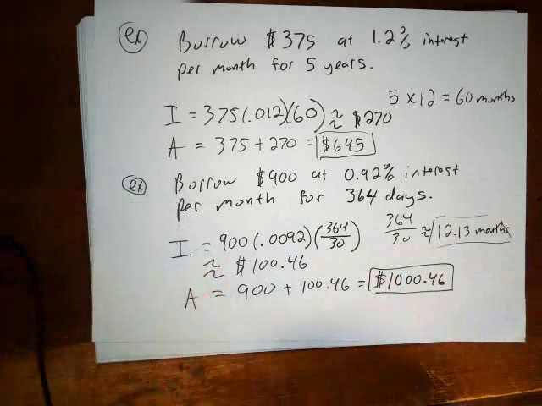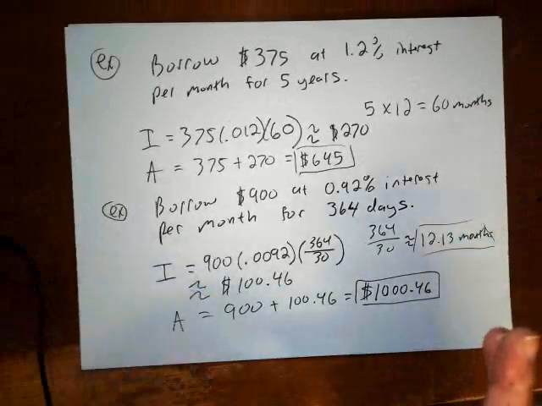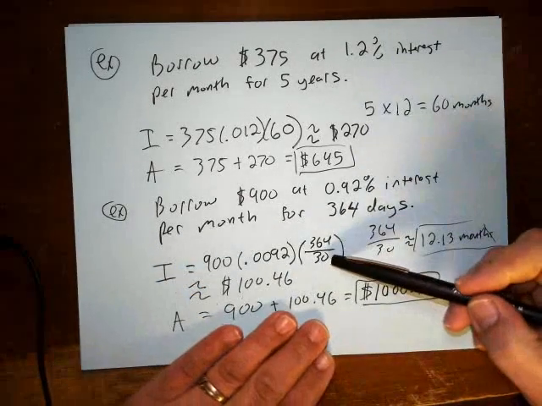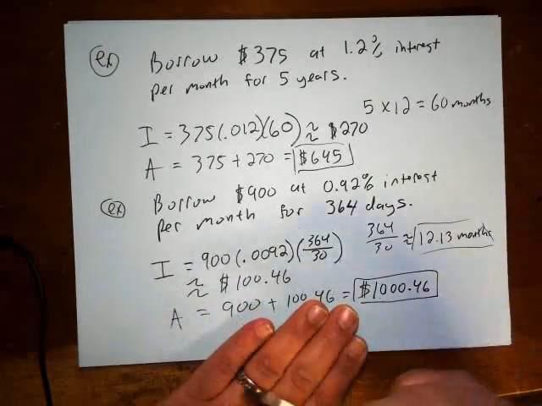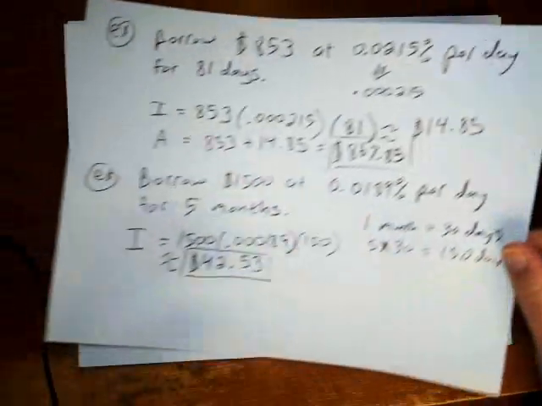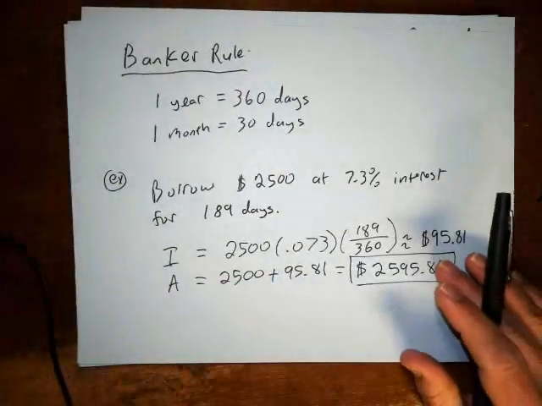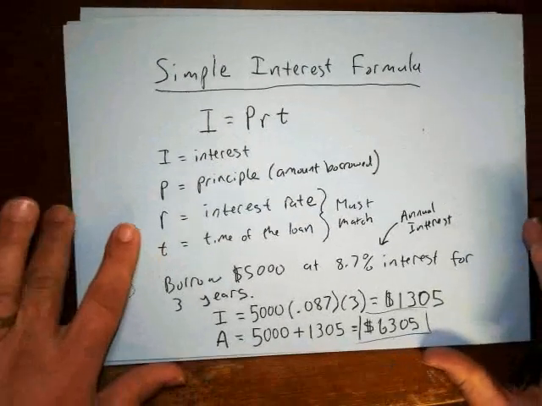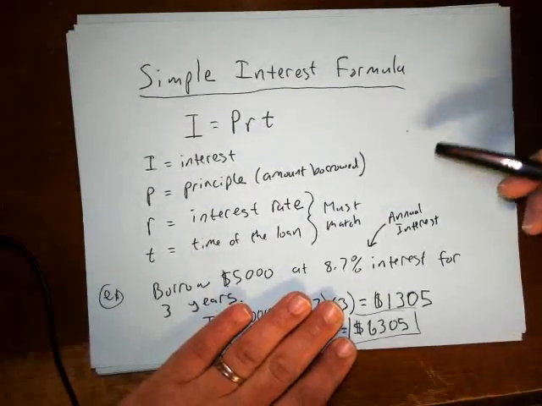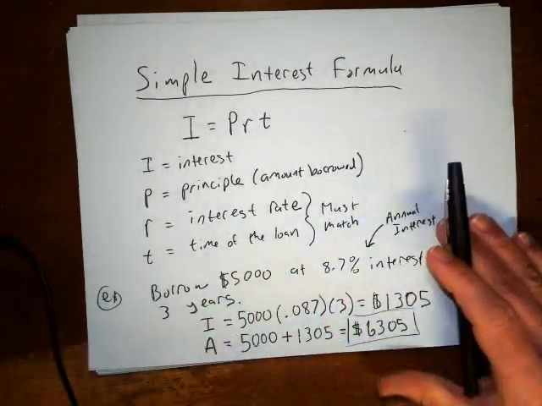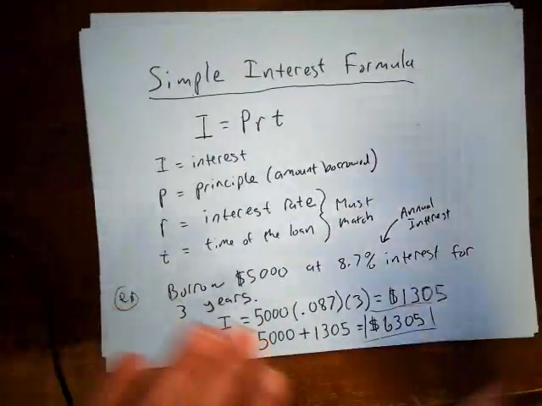So there you go. That's the simple interest formula. The big thing here is sometimes you do have to convert the time so that it matches the interest rate. And for a lot of them, like these annual interest rates, it's pretty simple. If it's an annual interest rate, just remember if you're given months, you divide by 12. If you're given days, you divide by 360.